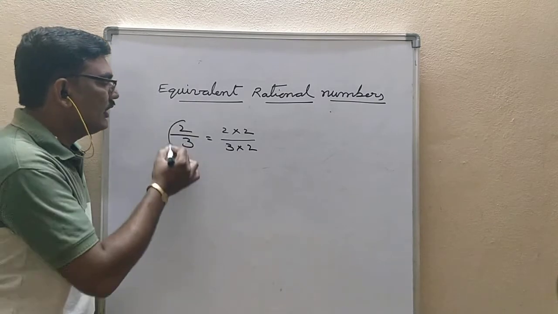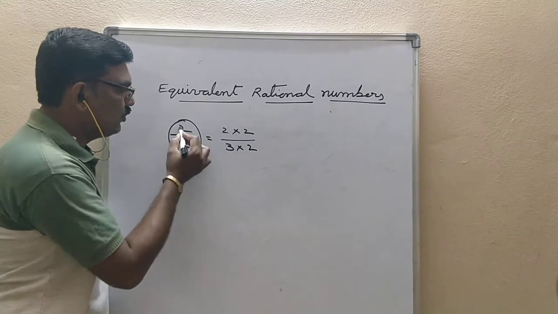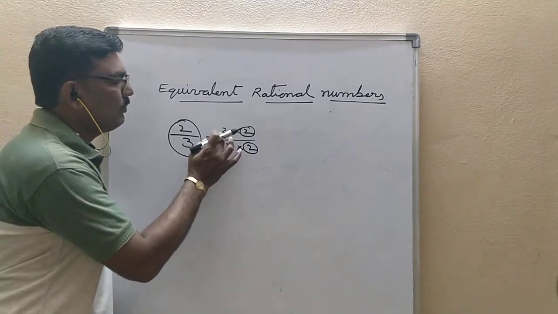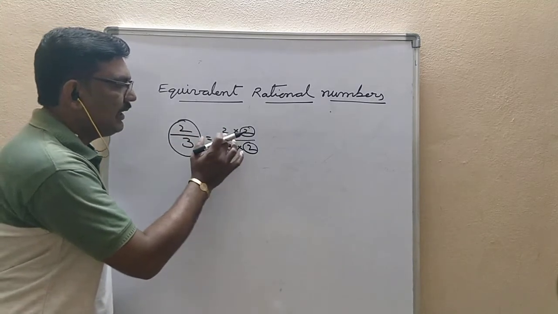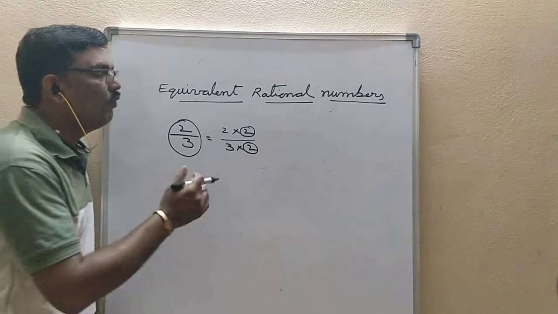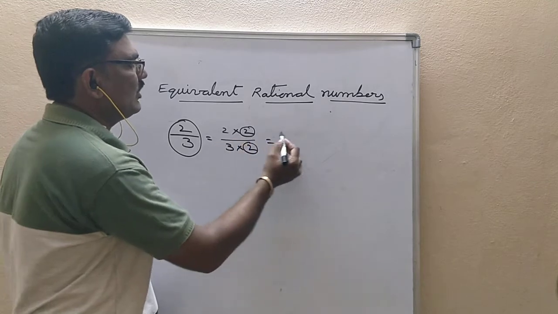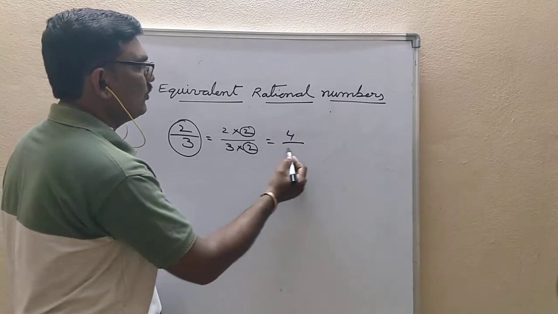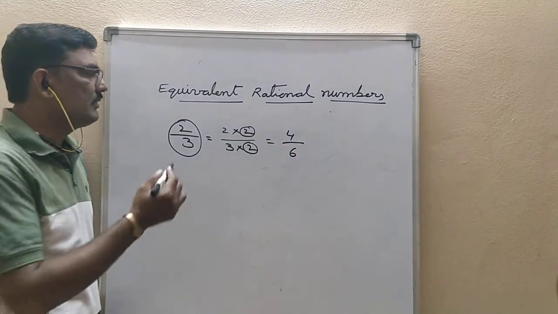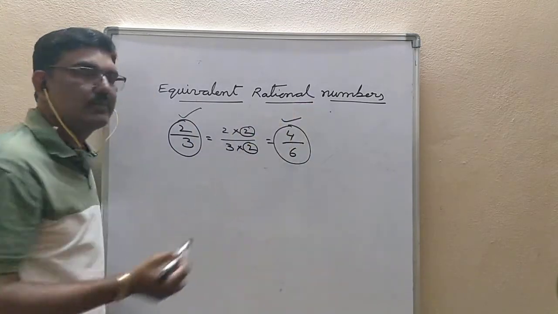See here. Here only 2 by 3 is there. Numerator and denominator, 2 and 3, I am multiplying with the same number. 2 by 3 as it is, but I am multiplying the numerator with 2, denominator with 2. What happens now? 2 into 2 is 4. 3 into 2 is 6. So we got 4 by 6. This means 2 by 3 and 4 by 6 are equivalent rational numbers.